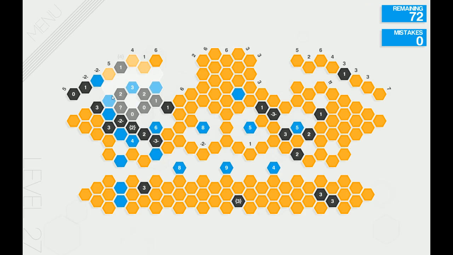Alright, so for this we have 1, 2, and we know that one of these 2 will have to be blue for this one, which will give it the 3 it needs, so we can eliminate this top one. Alright, so for here we have 1, 2, 3, 4. We can eliminate the rest. We can deselect that 4.